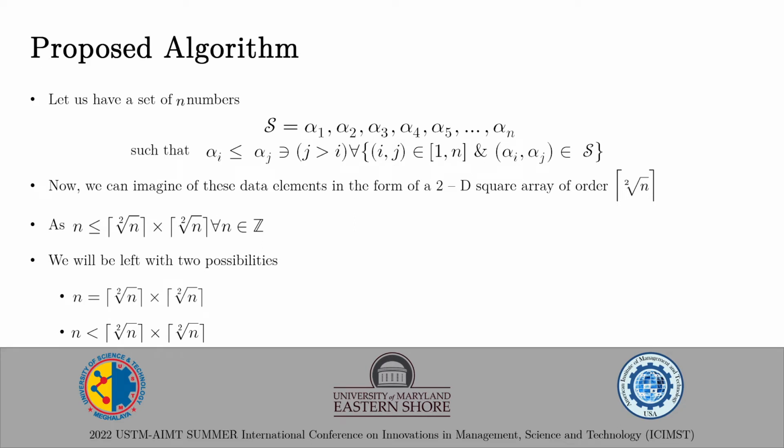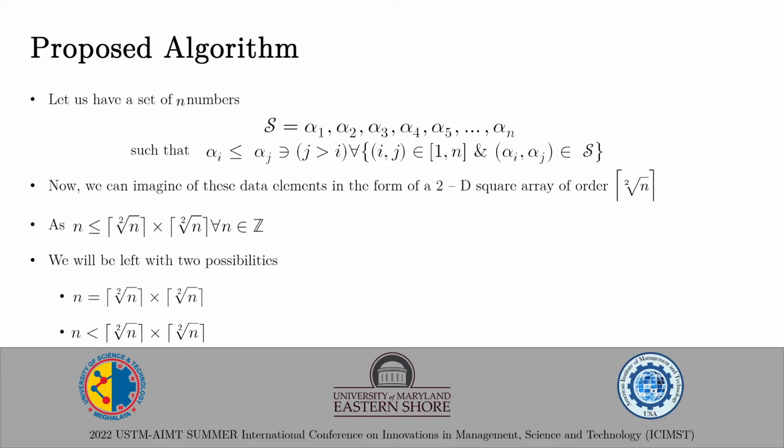Firstly, let us have a set of n numbers represented as alpha 1, alpha 2, and it goes on up to alpha n. These elements are arranged in such an order that alpha i will be less than or equal to alpha j for all j greater than i. Now we could imagine these data elements in the form of a 2D square array of order ceiling of square root of n.